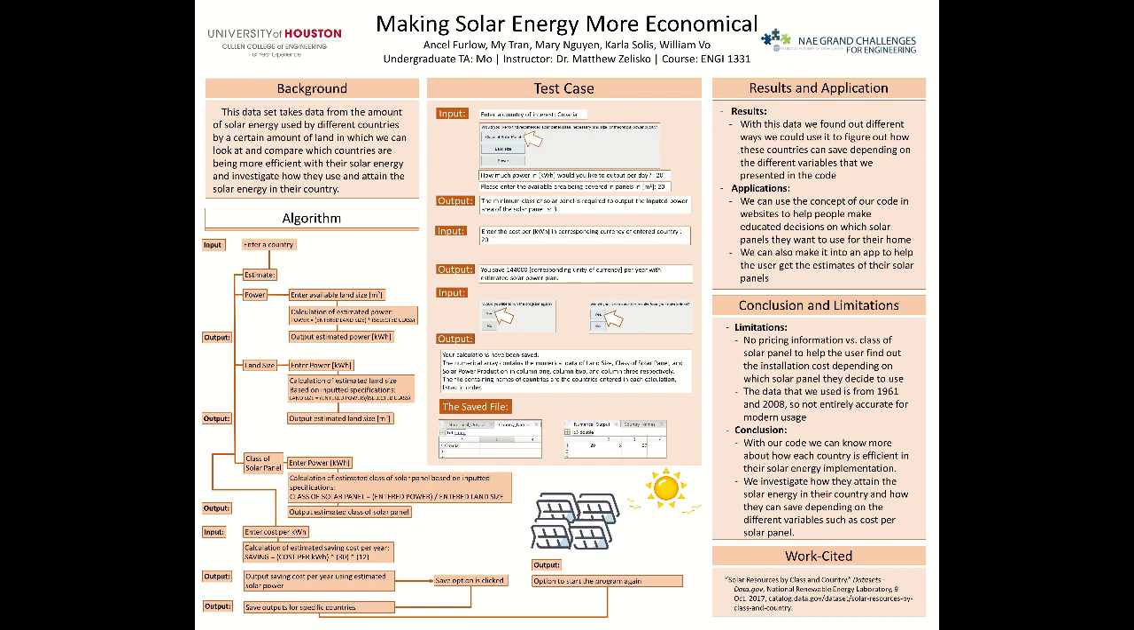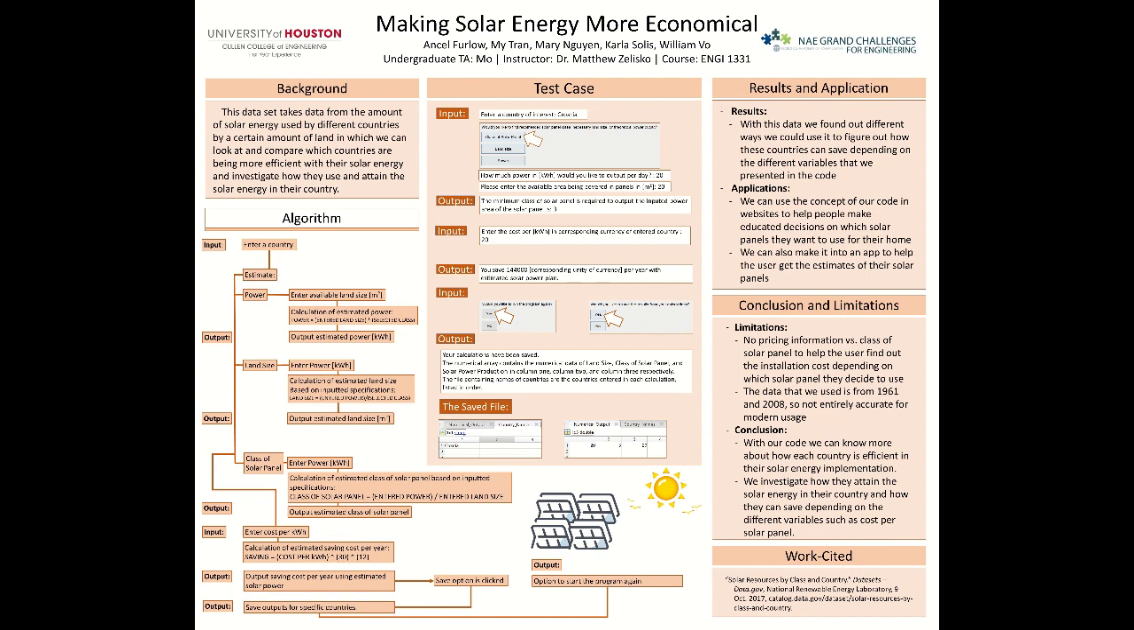The third calculation, we're going to need the user to input the cost per kilowatt. The calculation is going to estimate the saving cost per year. So saving equals cost per kilowatt multiplied by 30 and multiplied by 12. The last equation is going to estimate the power. So power equals enter land size multiplied by selected class. The output is going to be the estimated power, kilowatt per hour.